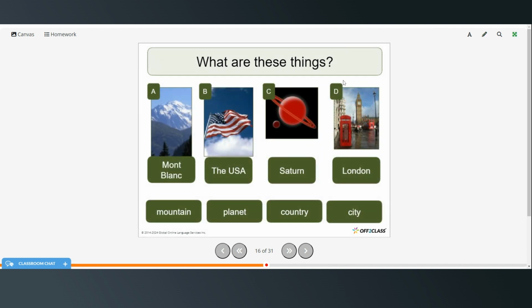How about these things? Mont Blanc. Well, Mont Blanc is a mountain. The USA. The USA is a country. Saturn. Saturn is a planet. And London is a city.